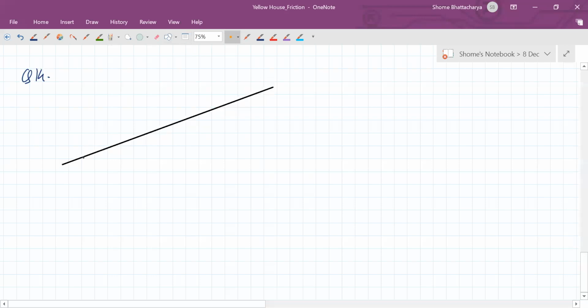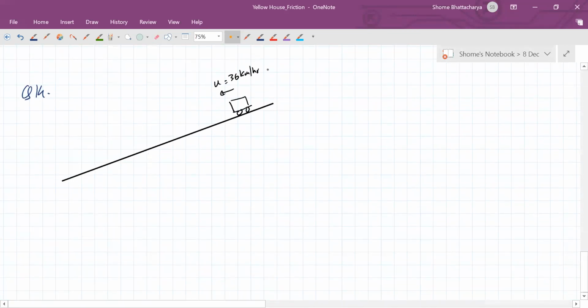So if you visualize the situation over here, this vehicle is having a speed of 36 kilometers per hour. So in fact, we can call this the initial speed. The initial speed of the vehicle is 36 kilometers per hour, which is the same thing as 10 meters per second.